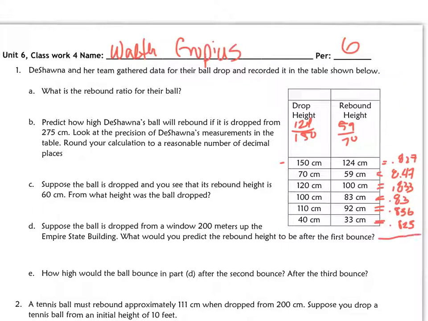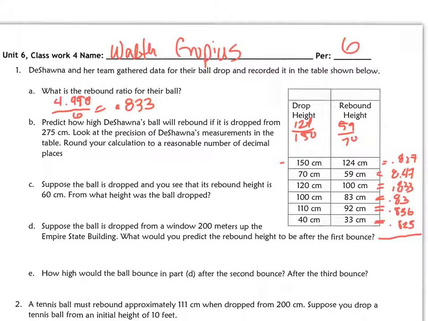I want to add them all together and divide them by 6, the number of trials there are. If you add them all together, what you get is 4.998. And if you take 4.998 and divide it by 6, what you get is a rebound ratio of 0.833. I'm going to use that as a tool. We're going to say whatever height you dropped your ball from times 0.833 is going to equal the rebound height.